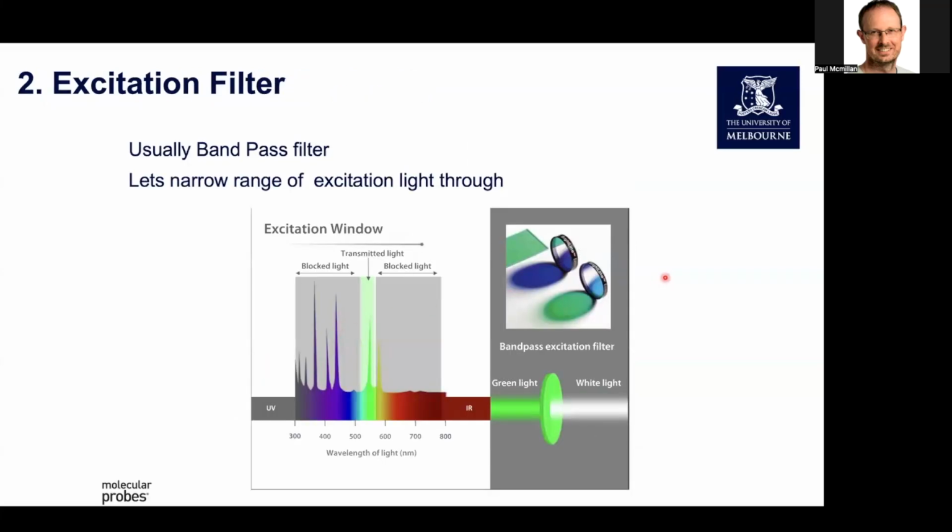I mentioned the next thing it's going to hit is the filter cube, and the first bit in the filter cube is what we call an excitation filter. So its job is to take that white light and filter out everything that you don't want and only allow the wavelengths that you want to transmit through and excite your sample. So these will normally be what we call a bandpass filter. So they're allowing a narrow band of wavelengths to go through and excite your sample.